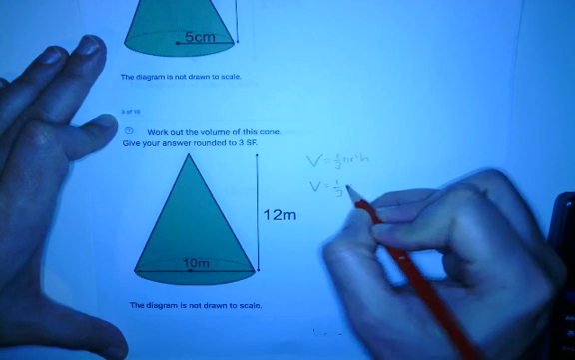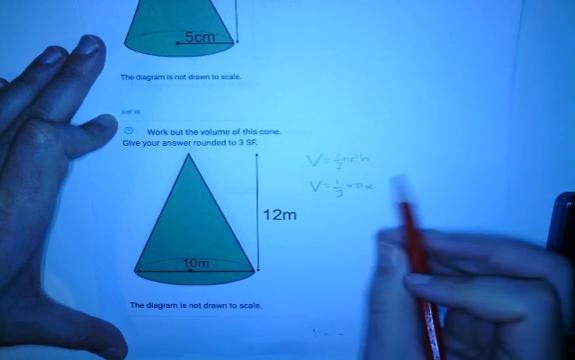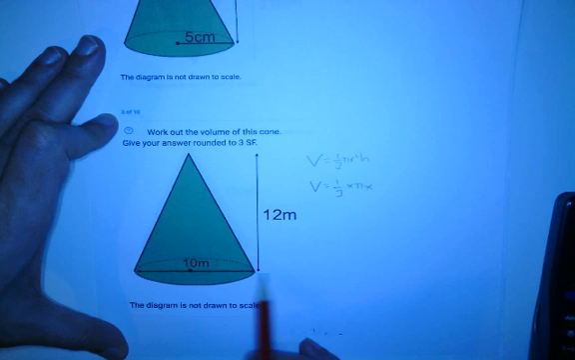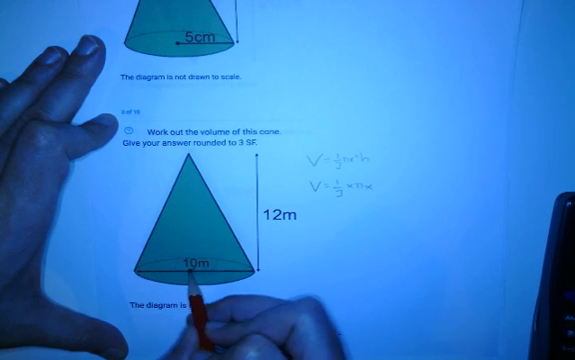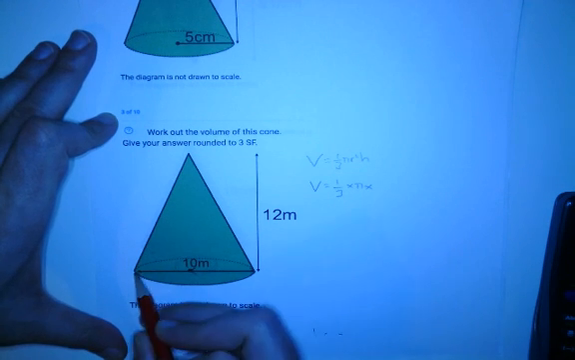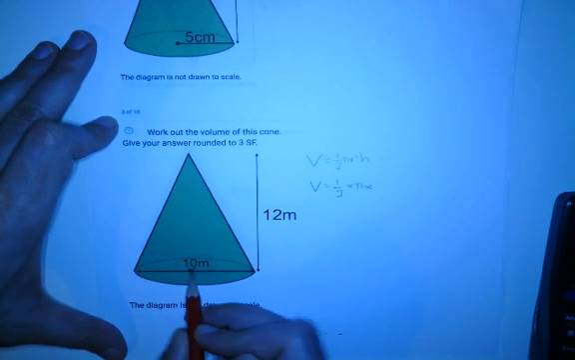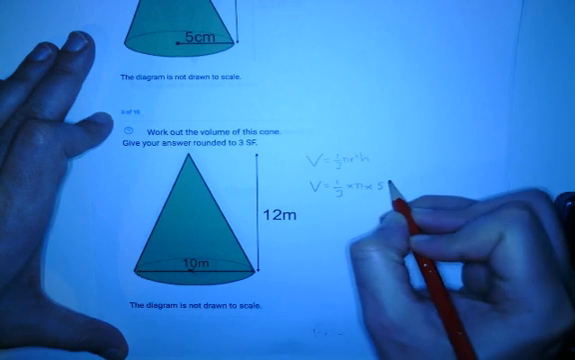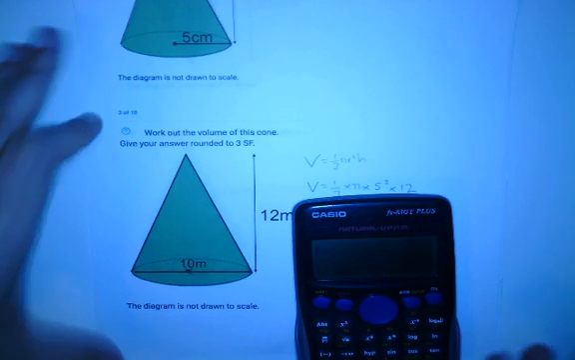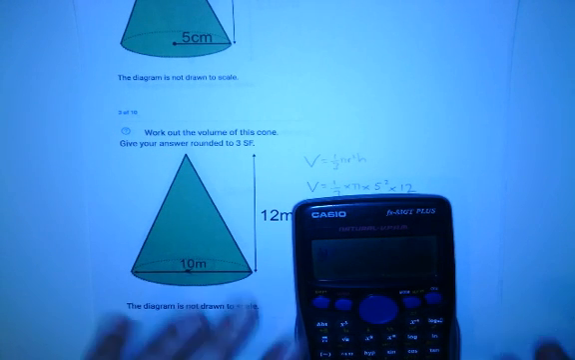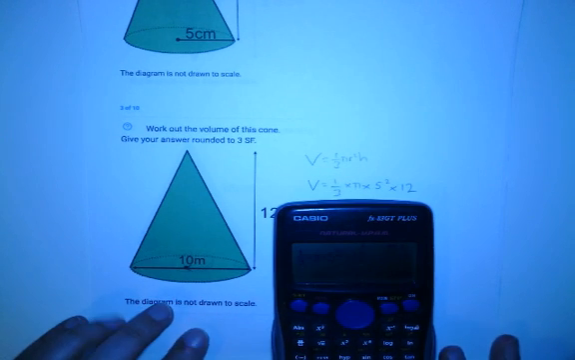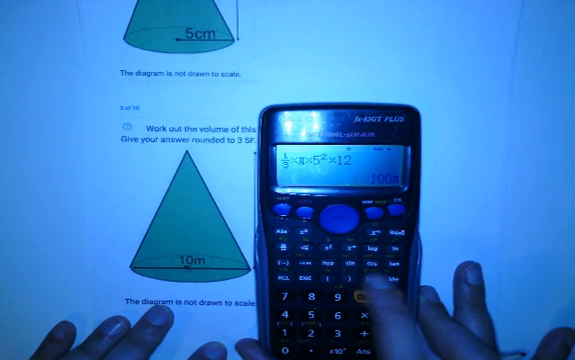So a third times pi times, now we want the radius squared. 10 metres there is not the radius. 10 metres is the diameter because it goes right the way across the circle. We want the length from the centre to the outside, that's the radius. If right the way across the circle is 10, from the centre to the outside must be 5. So it's going to be a third times 5 squared times the height again, which is 12, and then I put that into my calculator again. So 1 over 3 times pi times 5 squared times 12, and that gives me 100 pi.